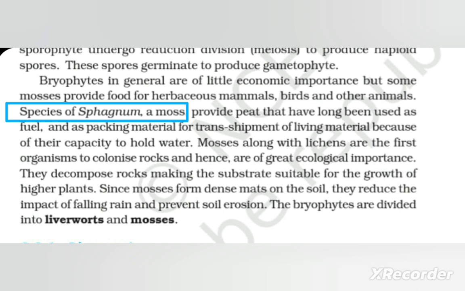Further, they decompose rocks, making the substrate suitable for the growth of higher plants. So this is the reason why the first thing to colonize rocks is mosses along with lichens. Because they decompose the rocks, the substrate becomes suitable for the growth of higher plants, such as pteridophytes, gymnosperms, angiosperms. Since mosses form dense mats on the soil, they reduce the impact of falling rain and prevent soil erosion. So these were some of the economic importance of mosses.